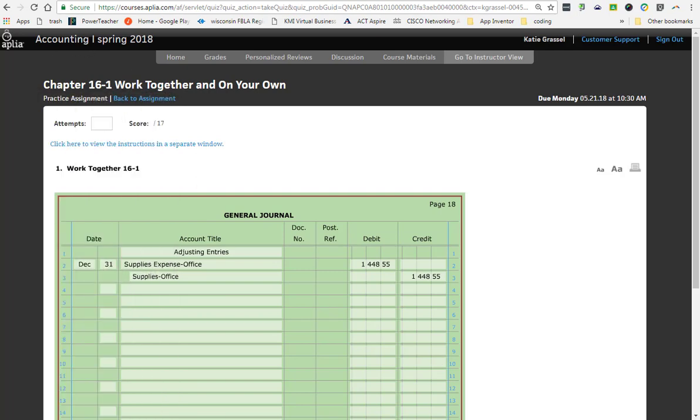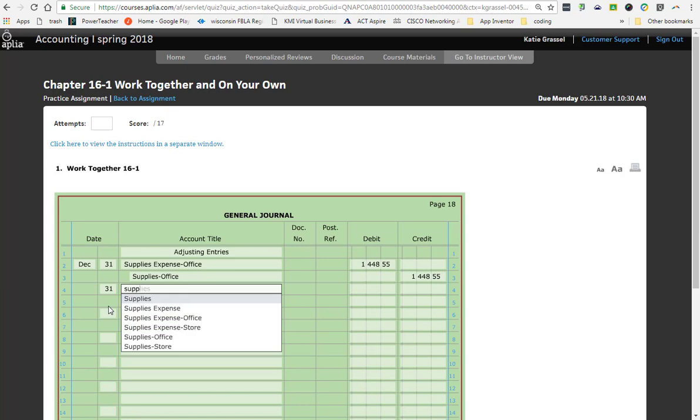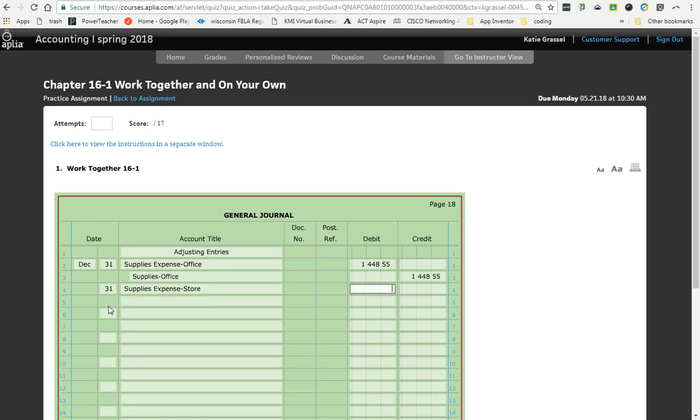So with that being said, what's B? You have to put the date for each transaction. Each transaction has a debit and a credit. So we're going to do supply expense store. And supply expense store is going to be affected by $3,248.11.